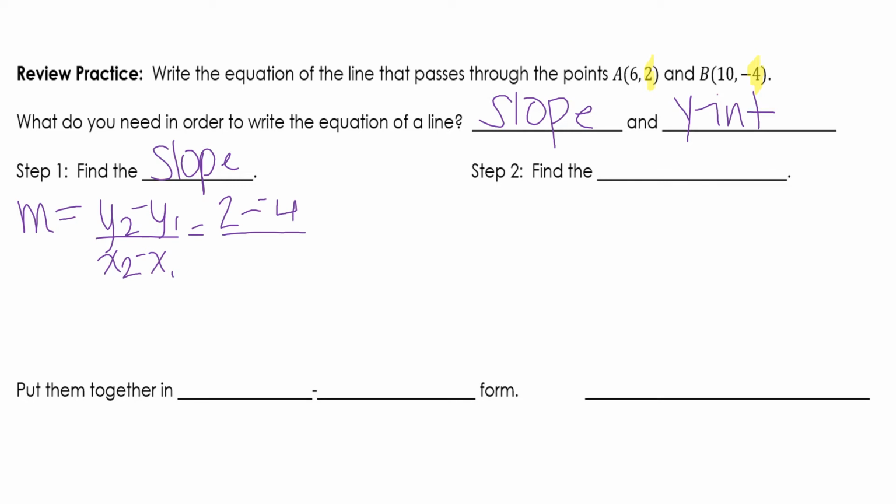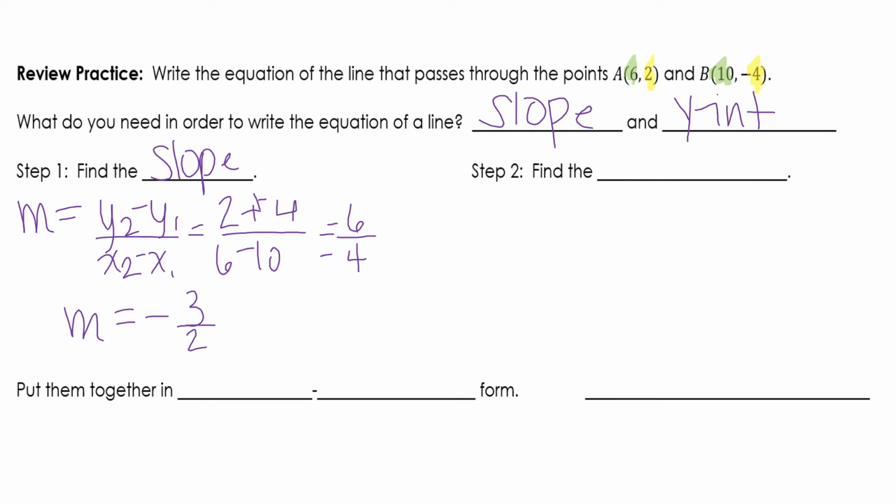And then for the x coordinates, I've got to keep that consistency. So because I used 2 first for the y coordinate, I need to use 6 first for the x coordinate, and then 10. So 6 minus 10 in the denominator. So 2 minus -4 is 6, and 6 minus 10 is -4. If I simplify that, that gives me -3/2 for the slope.